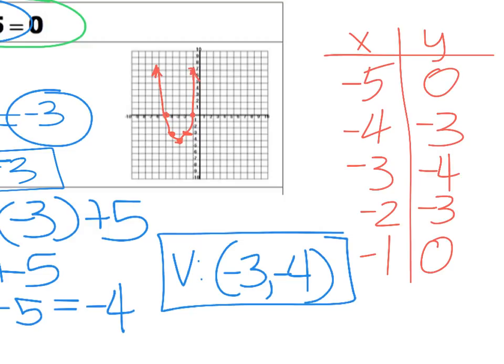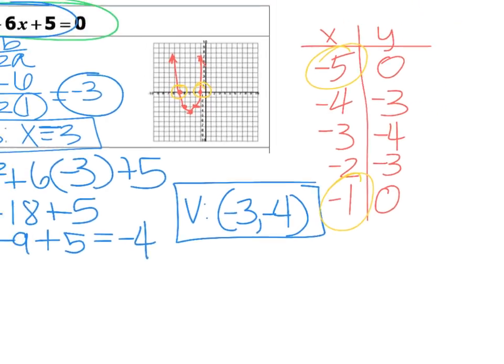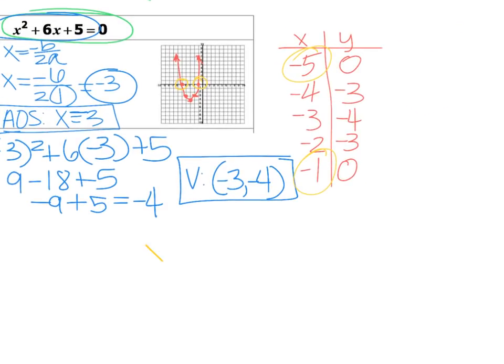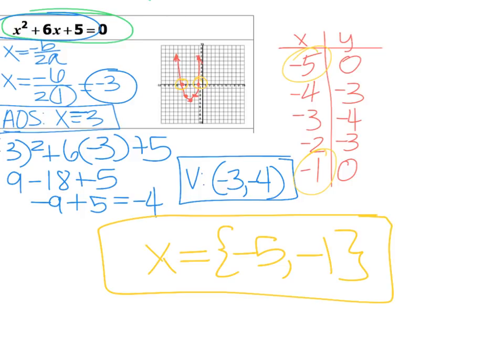And there's our graph. Now our solution is where it crosses the x-axis. The two points where it crosses the x-axis are negative 5 and negative 1. So if we were to write our solution to this problem, we would say that x equals negative 5, negative 1. And that's how we solve this quadratic equation by graphing.